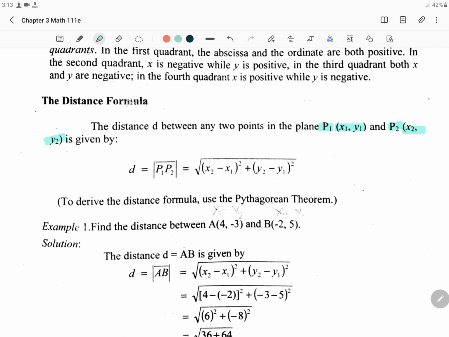Okay? For our distance formula, it is always in absolute value. Ibig sabihin, positive palagi yung magiging result natin. Okay? So, this is our formula. So, that is the formula for our distance.